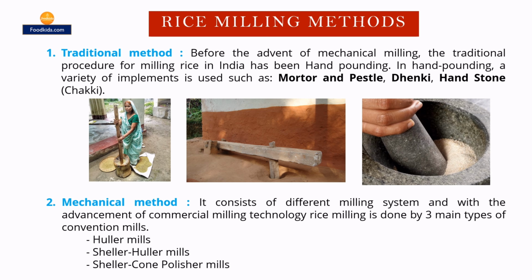Now the second method is the mechanical or modern method of milling. In modern milling, the process is done in large commercial mills, which combine a number of operations that produce better quality and higher yield of white rice from paddy or rough rice. In commercial milling technology, three main types of conventional mills are used: huller mills, sheller huller mills, and sheller cone polisher mills.